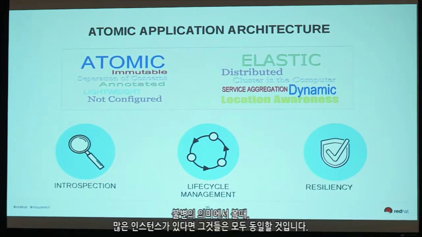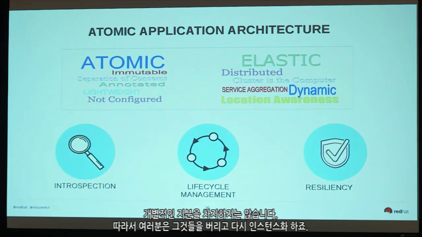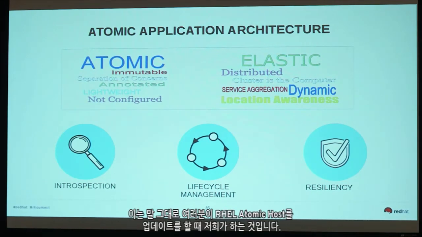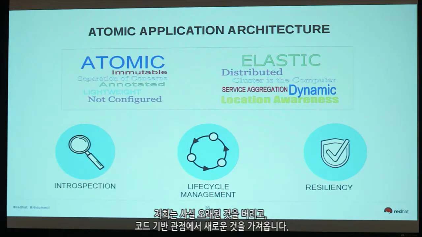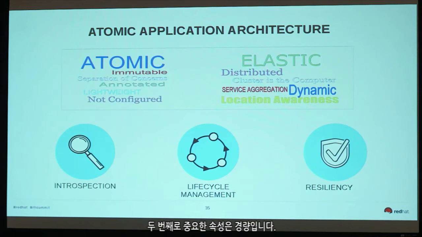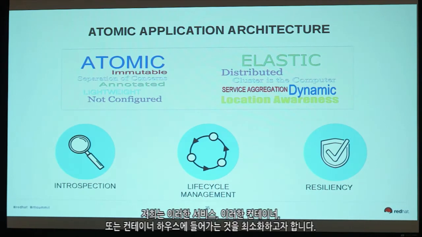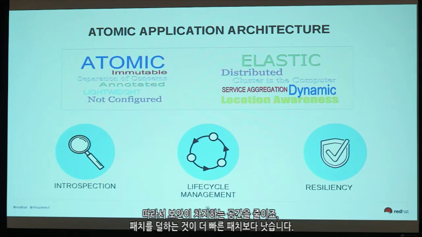Immutable means if you have many instances of it, they will all be the same. They don't contain individual state, so you can just throw them away and re-instantiate them. And this is literally what we do. When you update a RHEL Atomic Host, we actually throw the old one away and put a new one there from a code-based point of view. The second important attribute is lightweight. We want to minimize what goes into these containers or container hosts, so that we reduce the security footprint. Less patching is better than faster patching.